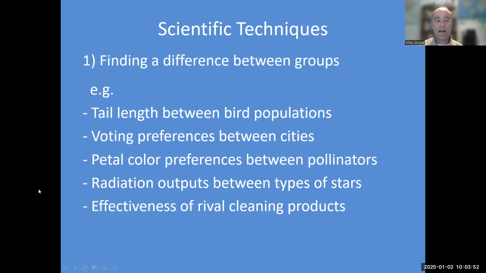So first one, a real general thing that scientists are always doing is trying to find a difference between groups. It could be just 2 groups, or it could be multiple groups that they're trying to see if they all really end up being actually the same thing, or if there's differences there. I've got some common examples.